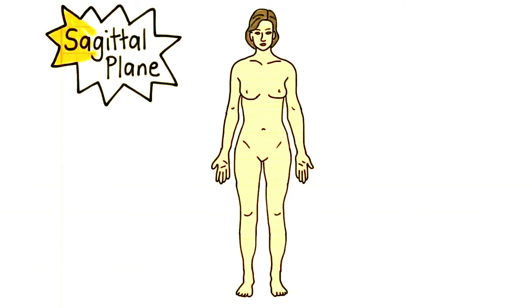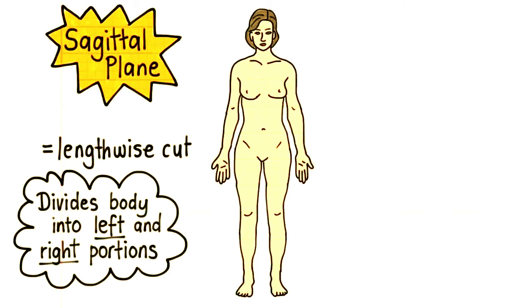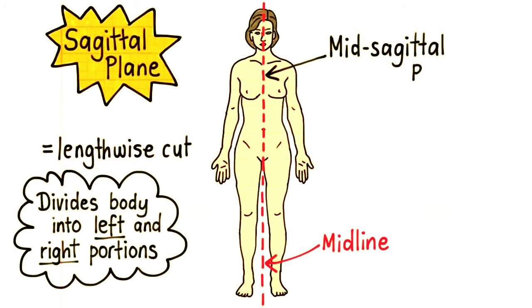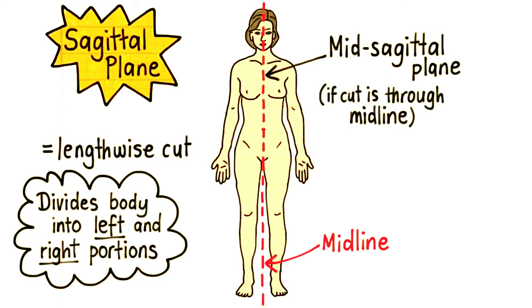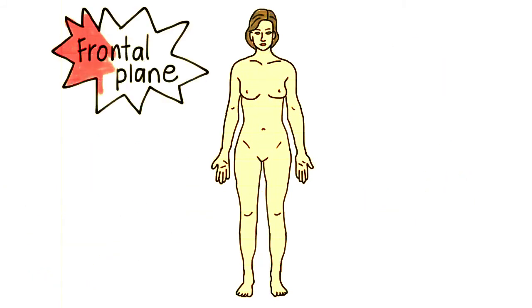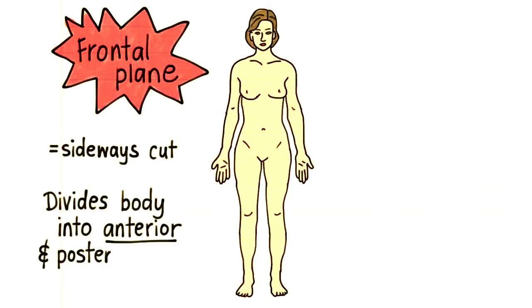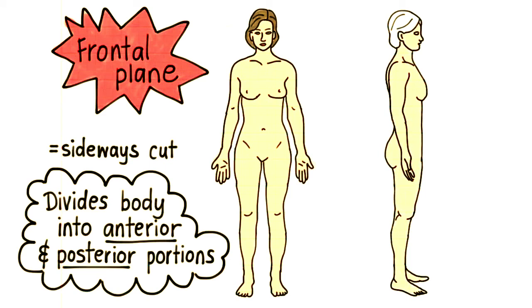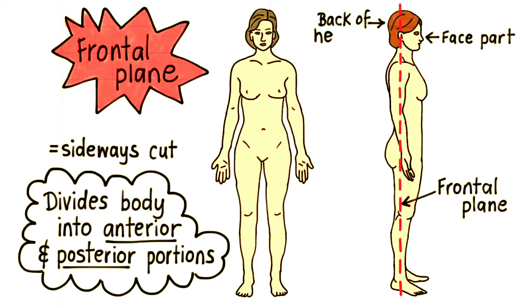A sagittal plane is a lengthwise or vertical cut that divides the body into left and right portions. If the cut passes through the midline of the body, then we call this a mid-sagittal plane. However, if the cut doesn't exactly pass through the midline, we call this a parasagittal plane. Next is the frontal plane. This plane divides a body into anterior and posterior portions. For example, a frontal section of the head would divide it into the face part and the back of the head part.